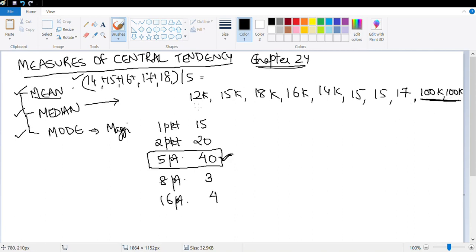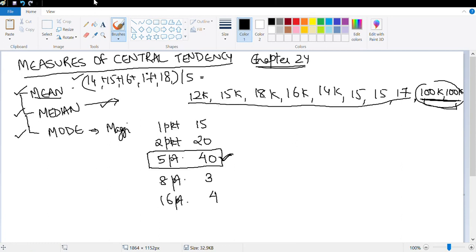Usually, if you see, 80% of the people are getting anywhere between 12,000 to 18,000. It's only those 2 people who are getting the extremely high money, but 80% of the people are making anything between 12K to 18K. In this case, it would make the best sense to use median. This is best used when you have skews, which means you have something on the extreme left, something on the extreme right, so you focus only on the middle.